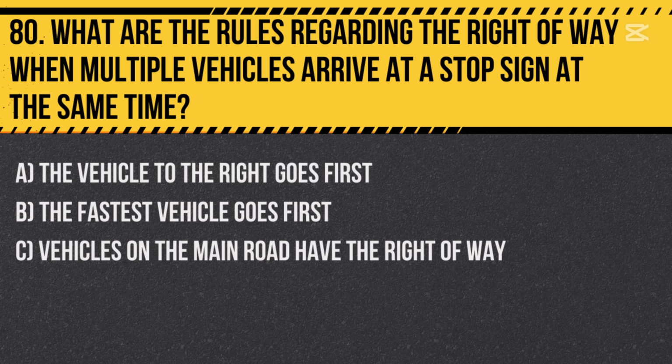Question 80. What are the rules regarding the right-of-way when multiple vehicles arrive at a stop sign at the same time? A. The vehicle to the right goes first. B. The fastest vehicle goes first. C. Vehicles on the main road have the right-of-way. Answer: A. The vehicle to the right goes first. This rule helps prevent confusion and collisions at four-way stops.